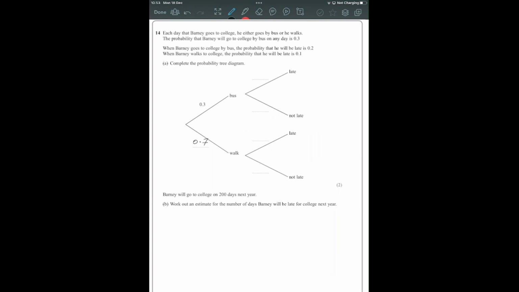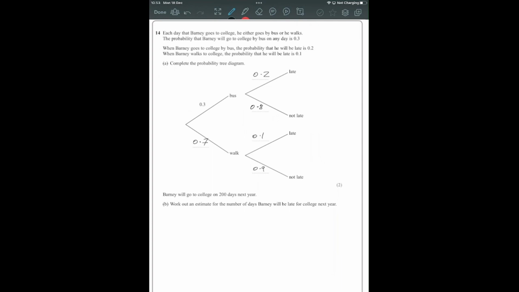When he goes to college by bus, the probability he is late is 0.2. Not late, 0.8, adding to 1. When he walks, the probability he will be late is 0.1. Not late, 0.9. Now that feels a bit backwards. It feels like if you're catching the bus, you should be on time more often, whereas it's opposite here. And if you know anything about bus systems, that might actually not be as obscure as it seems.